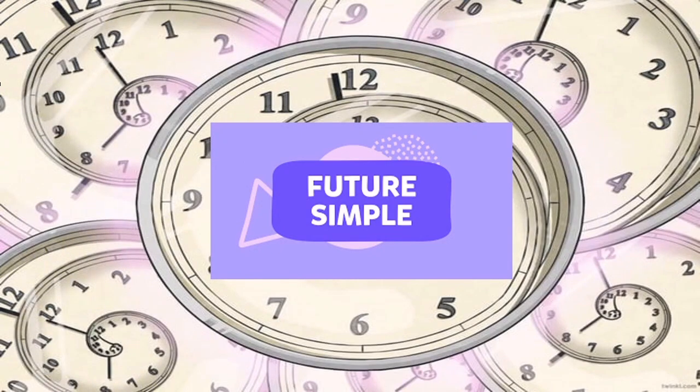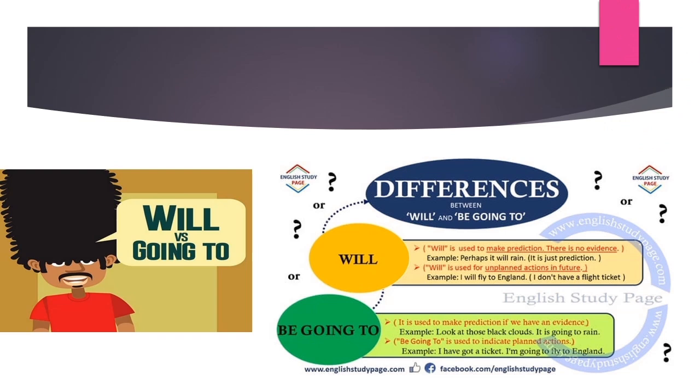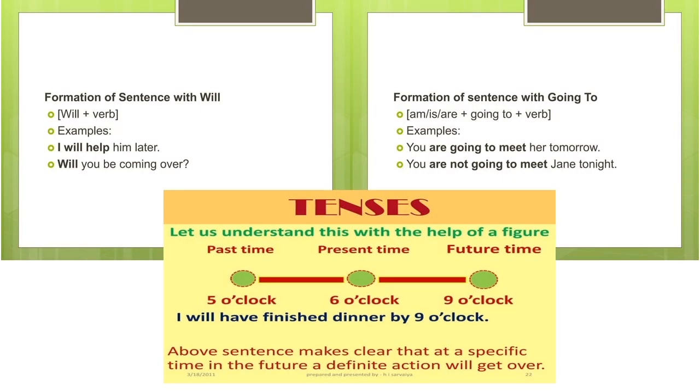Now let's talk about another thing. It's called future simple. So, what is future simple? We use future simple when we are talking about something that will happen in the future. We usually use will or going to. The difference: with will, we make predictions with no evidence, or use it for planning actions in the future. However, with be going to, we make predictions if we have evidence, and use it to indicate planned actions.